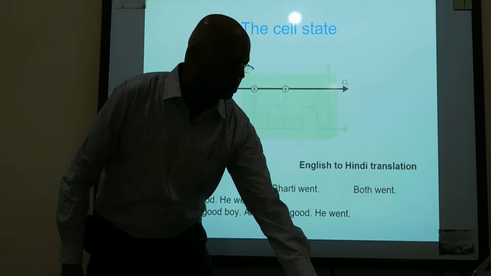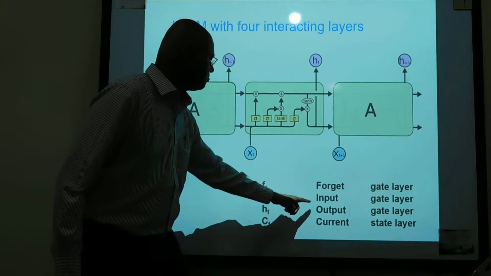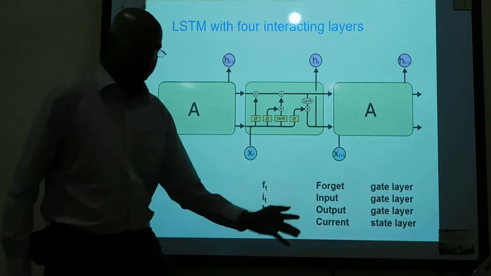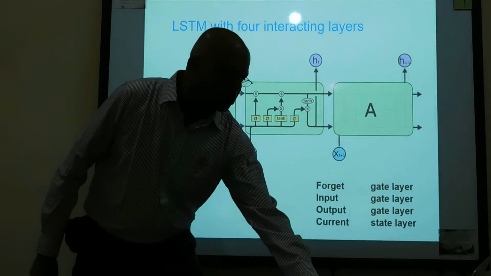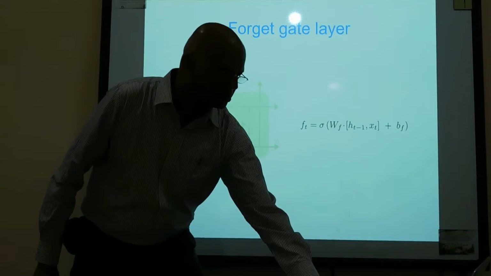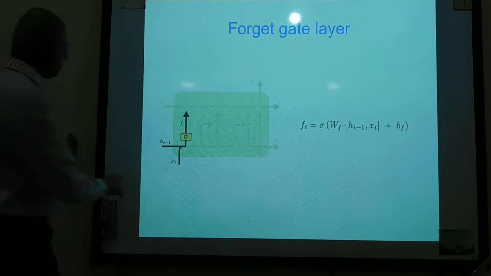Now let us go through each of the gates. We talked about the forget gate, input gate, output gate and current state. These are the 4 layers that are interacting. These 3 gates we will talk about one by one. Let's first talk about the forget gate.